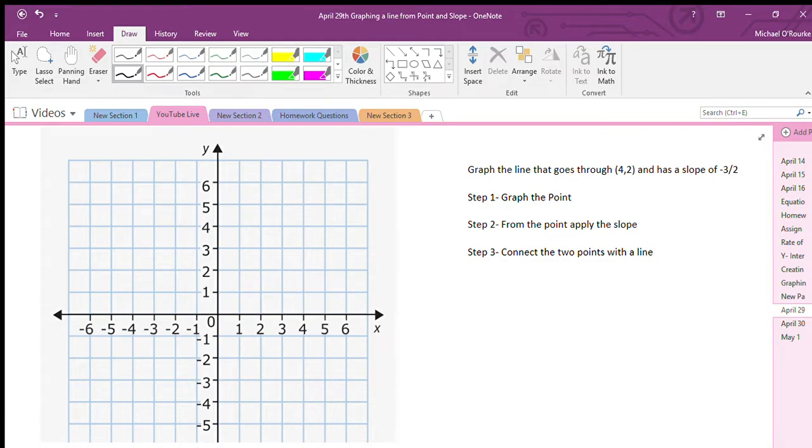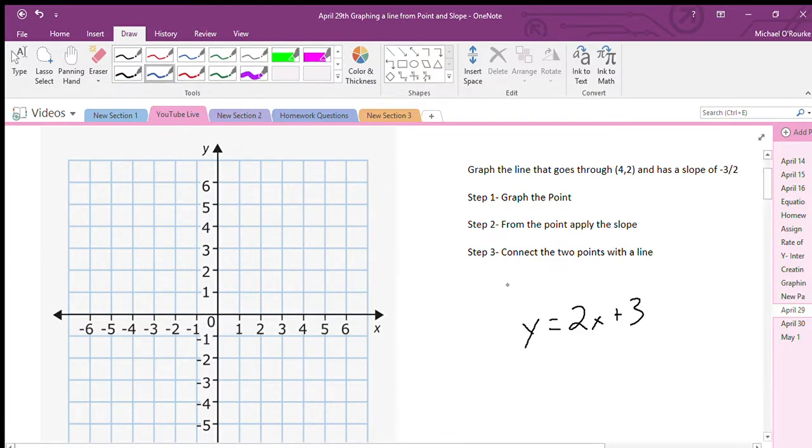So yesterday you did graphing from an equation, as if we were graphing from y equals 2x plus 3. That's what we did yesterday. For a quick review, you would graph the y-intercept first. You go to 3. Then we graph our slope, which is 2 over 1, so we go up 2 over 1. And then we would draw a perfect line.